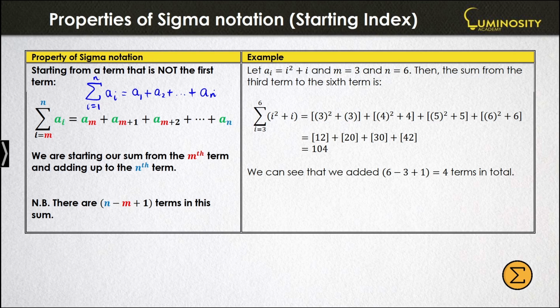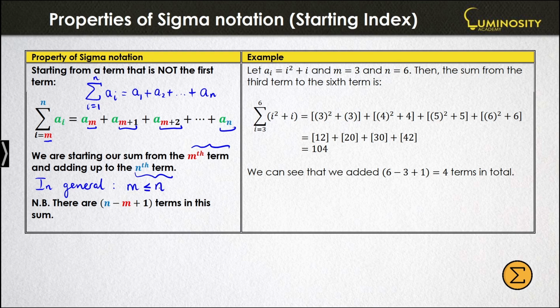Well, how do you represent this? If I say the sum from i equals m to n of a_i, it means you start at a sub m. Then what is the next consecutive natural number from m? It's m plus 1. Then the next is m plus 1 plus 1, which is m plus 2, all the way up to a sub n. So we are starting our sum from the mth term and adding up to the nth term. And in general, we have that m is less than or equal to n.